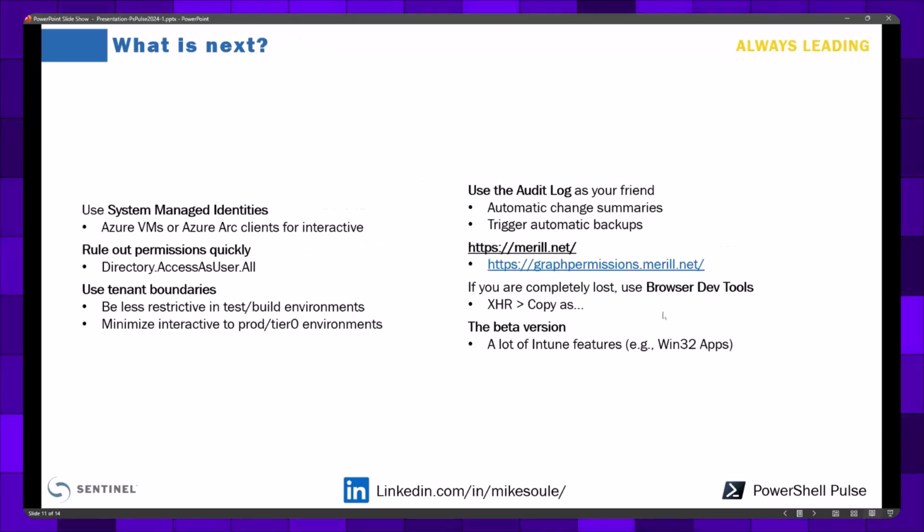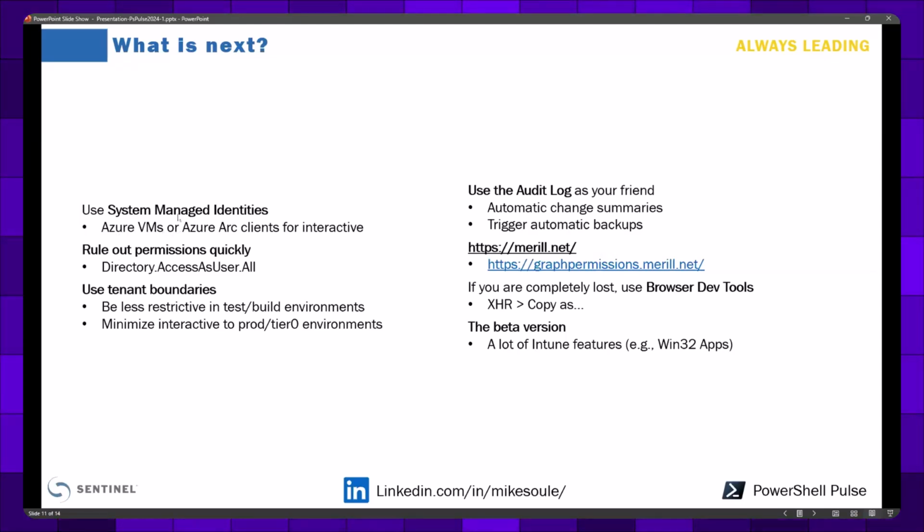A few other things that are helpful. Anytime Graph API comes up, it's a bit of a challenging topic. So always use system managed identities. You can use them with Azure VMs or Azure Arc enabled instances. So one less thing, you don't have to log in. You don't have to use an interactive login. You literally just set up the managed identity and you can log into any of the Azure commandlets or the Graph API commandlets as that computer.